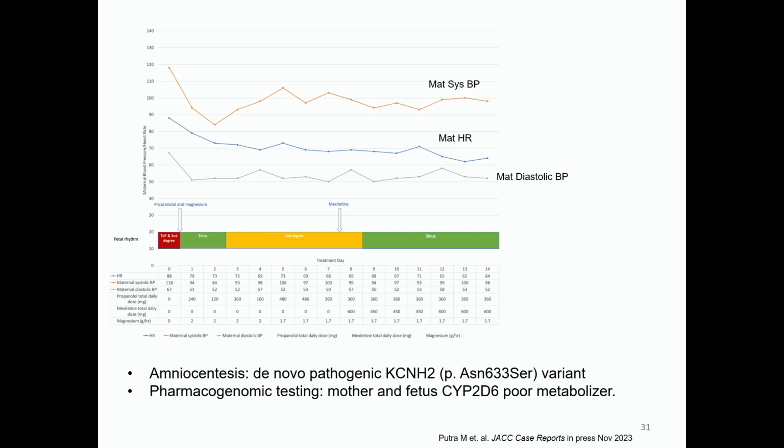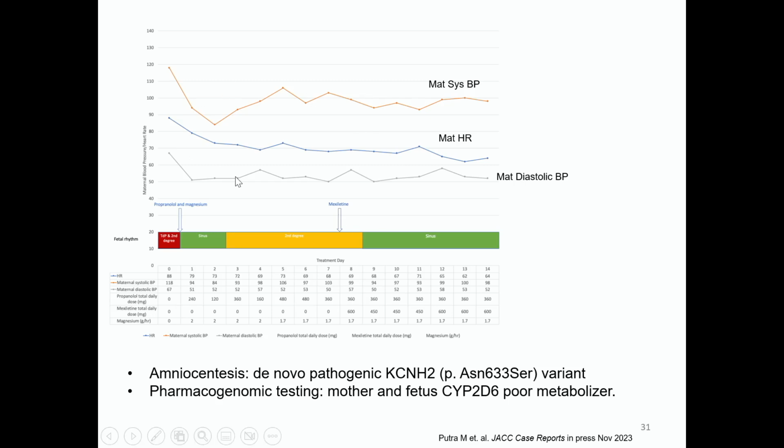Well, we were very suspicious that this fetus had long QT syndrome, but without the family history, we weren't really sure what we were dealing with. So the mother did agree to an amniocentesis, and we found a de novo pathogenic long QT2 variant in the baby. We also did pharmacogenomic testing to see how the mother and the baby would both respond to the medications.